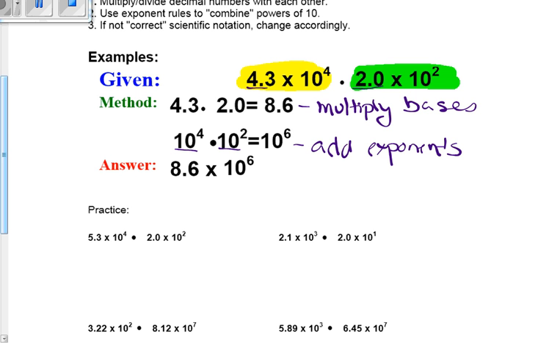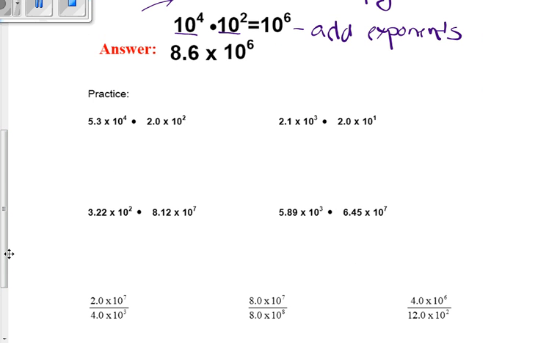Now you do have to make sure that when you multiply, your decimal point only has one number in front of it. If not, at the last step, you have to rechange it. All right, so let's try some practice problems. First off, we have to multiply. So when I multiply 5.3 times 2, I'm going to get 10.6. And now when we add our exponents, 4 plus 2 is 6.